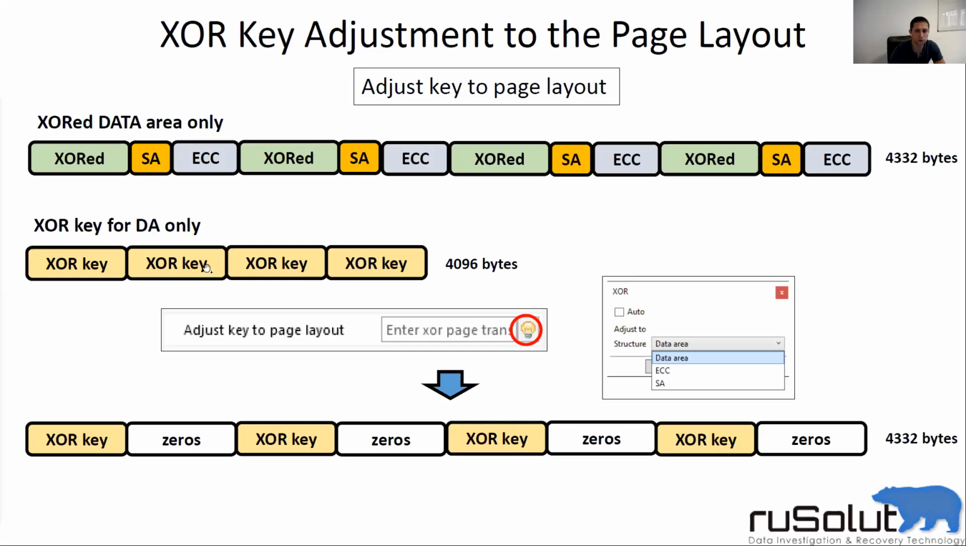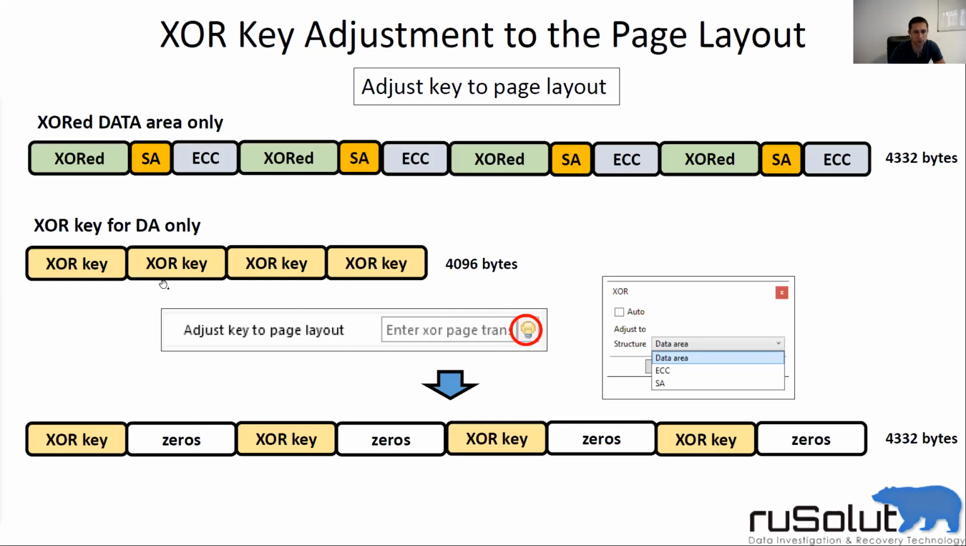What do we want to do? We want to click on this button, adjust key to page layout. And if we want to do this for the data area only, we shouldn't even uncheck this outer option. The outer setting could be checked. In this case, the XOR key will be adjusted to the data area only, like we can see here.